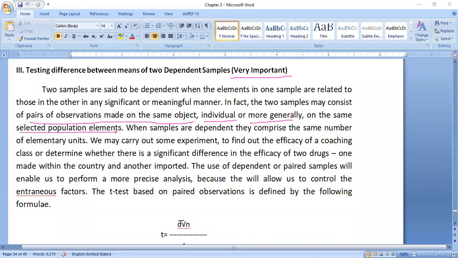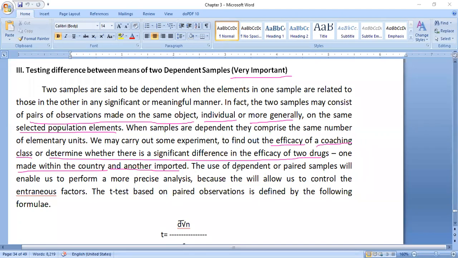Same selected population. The population is only one population. From this population, we are going to select a random sample, and all these samples depend on each other. When samples are dependent, they comprise the same number of elementary units. We may carry out some experiment to find out the efficacy of a coaching class, or determine whether there is a significant difference in the efficacy of two drugs, one made within the country and another imported.